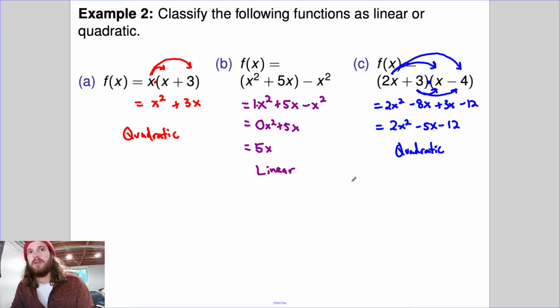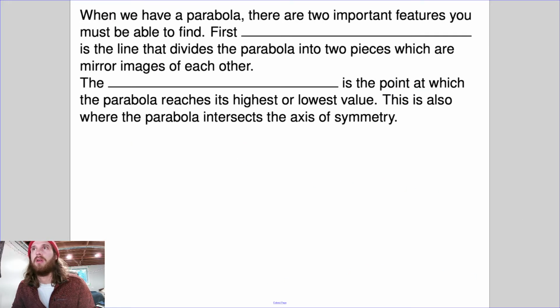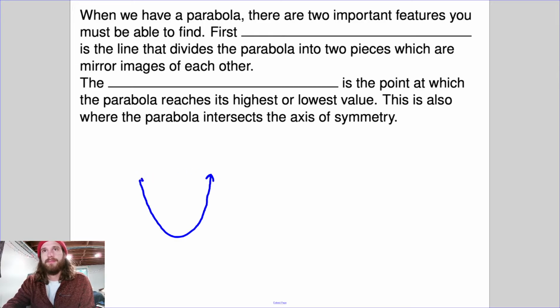All right, let's move on. So when we have a parabola, there are 2 parts of the parabola that are of interest to us, okay? So parabolas can look 2 different ways. They can be kind of opening up like this, and we'd say this opens up, and they can look like this where it opens down. Okay.